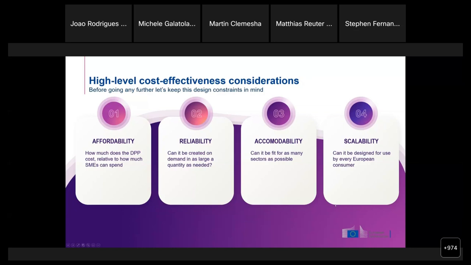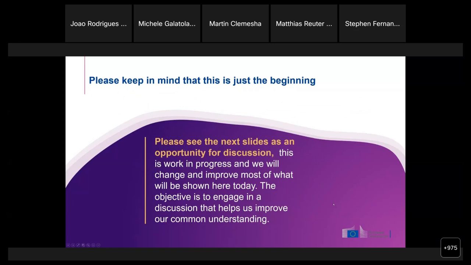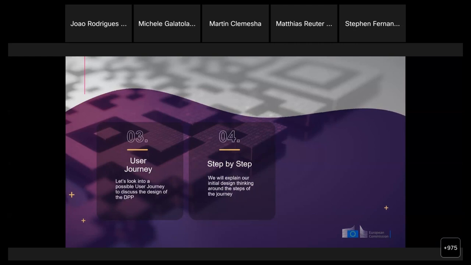Okay, so then what I said continues to be true. What I will show you next is first considerations. It means that we'll evolve, it will change, but it is actually useful to help us create a common understanding of the DPP. So let's dive right into it. And as I said, starting with the user journey and then breaking down the user journey step by step. This is the user journey.